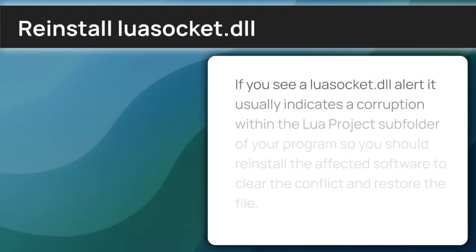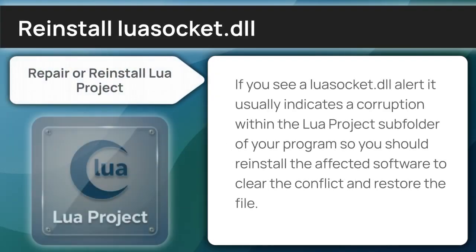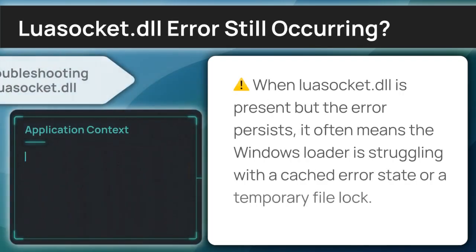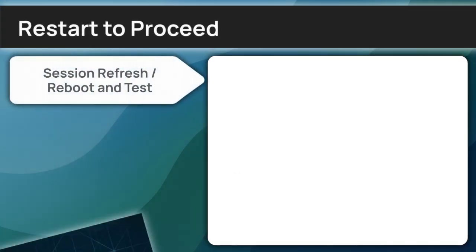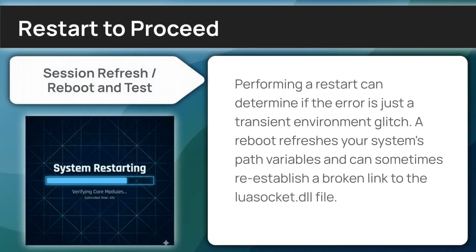If you see a Lua Socket Library DLL alert, it usually indicates a corruption within the Lua Project subfolder of your program, so you should reinstall the affected software to clear the conflict and restore the file. When the primary installation path fails, a more surgical approach to checking your system's environmental variables is required. Performing a restart can determine if the error is just a transient environment glitch. A reboot refreshes your system's path variables and can sometimes re-establish a broken link to the Lua Socket Library file.